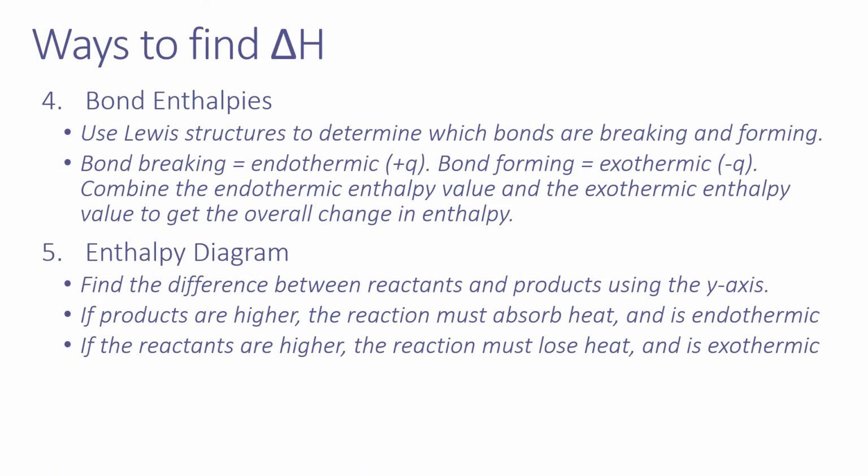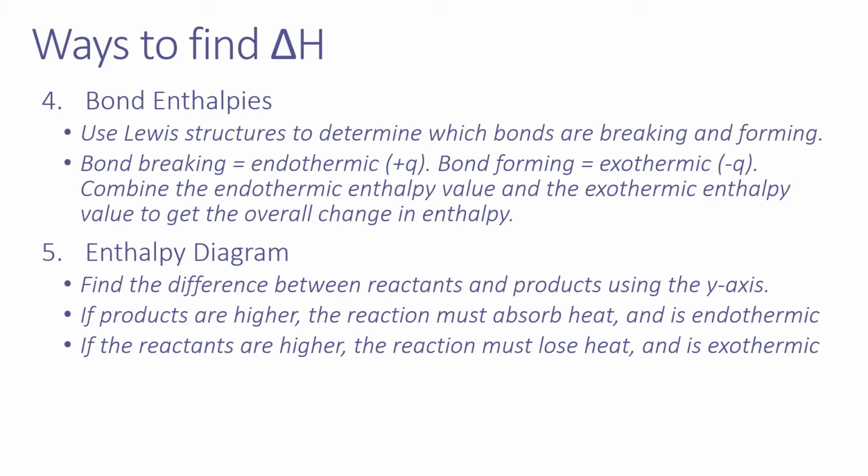We could find it by bond enthalpies, so there we want to use the Lewis structures to determine which bonds are breaking and forming. Bond breaking is endothermic, so we apply a positive value, and bond forming is exothermic, so we apply a negative value. And when we combine the endothermic and exothermic enthalpy values, we get the overall change in enthalpy.